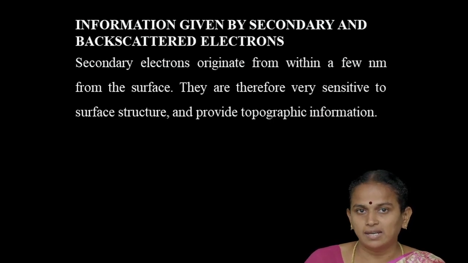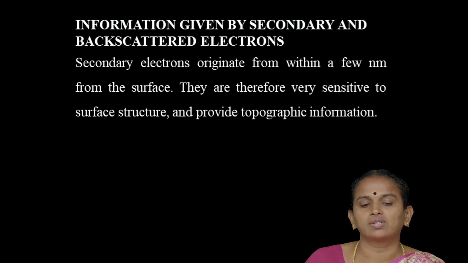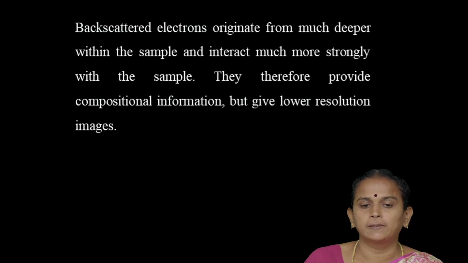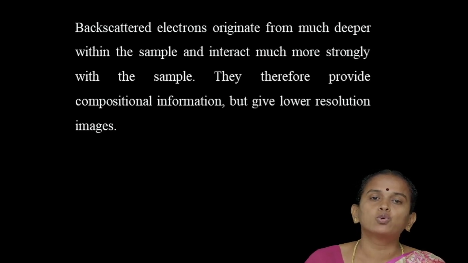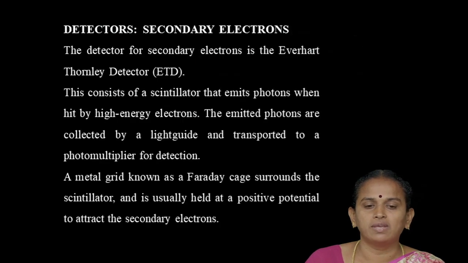The secondary electrons originate from within a few nanometers from the surface. They are therefore very sensitive to surface structure and provide the topographic information. Backscattered electrons originate from much deeper within the sample and interact much more strongly with the sample. So, they provide the compositional information but give lower resolution images.